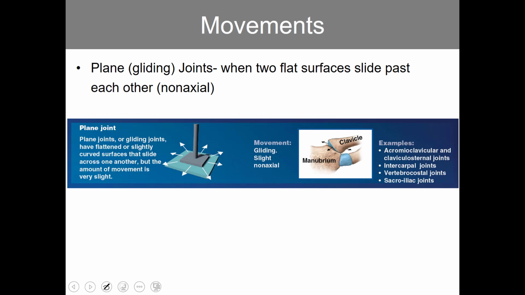Gliding joints, also called plane joints, are when you have two flat surfaces that slide past one another. This is a non-axial interaction. The carpal bones and the tarsal bones, the bones within the hand and the feet, slide past one another just ever so slightly, and that represents the plane or gliding joints. Other examples would be between the sacrum and the ilium. The sacroiliac joints are another example of a plane or gliding joint.